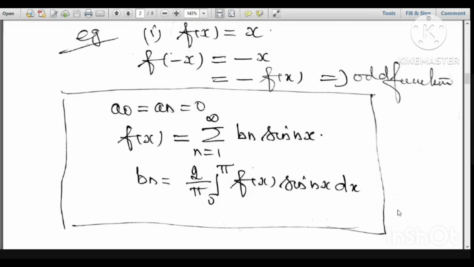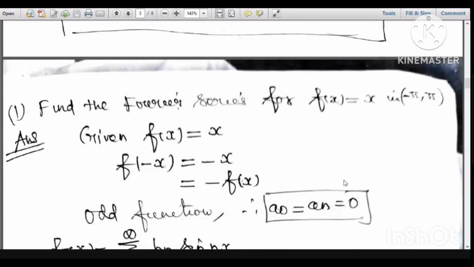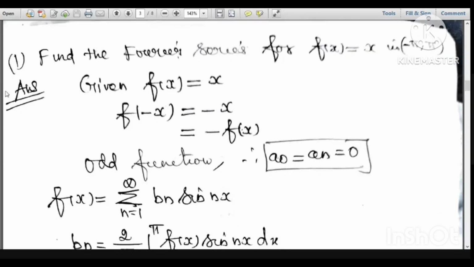In the even function, you have to find a naught value as well as an value, because in even function bn is only 0, but in odd function a naught and an will be 0. Okay, so let us see one example. But when can we use this? If the limit is minus pi to plus pi, or else we cannot use.